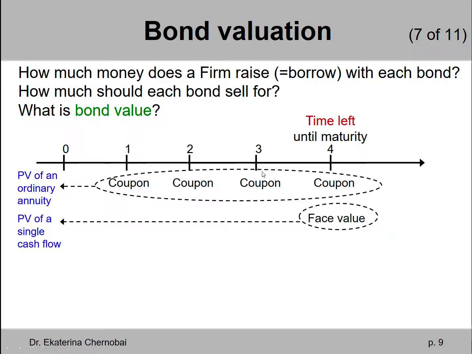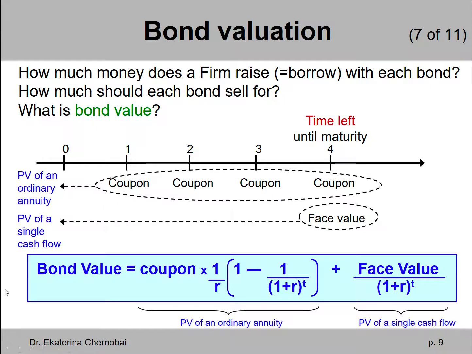So we just add up the two components of the bond value. And so the bond value is equal to the sum of the present value of an annuity of coupons and the present value of the face value at maturity. And the formulas are from, the annuity formula from chapter 6 for the coupon part, and for the face value part, it's going back to chapter 5, discounting a single cash flow back to time 0.